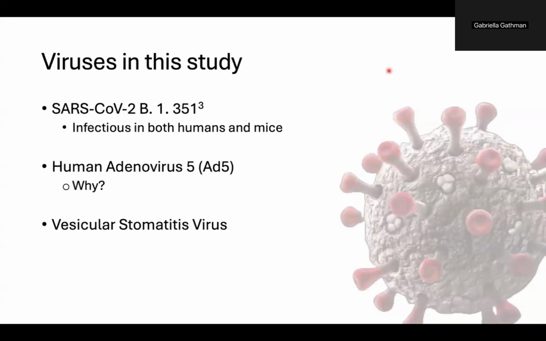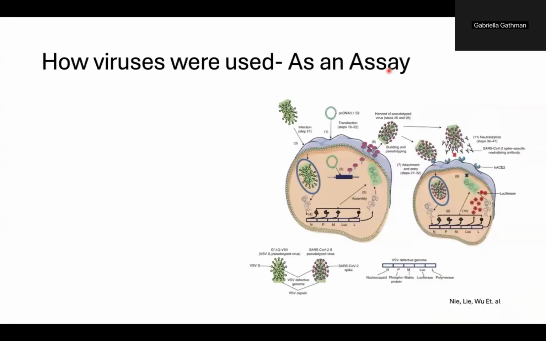The second virus used, our vector, lovely human adenovirus 5 or Ad5. This is a great vector in vaccine development because human Ad5 is highly immunogenic. It elicits a humoral response in humans, and it has a genome that is really easy to manipulate, so it's easy to work with. And the third is vesicular stomatitis virus. Now, it's a little bit out of the blue to use something like this in something that pertains to SARS-CoV-2 and Ad5. However, it is used as an assay.